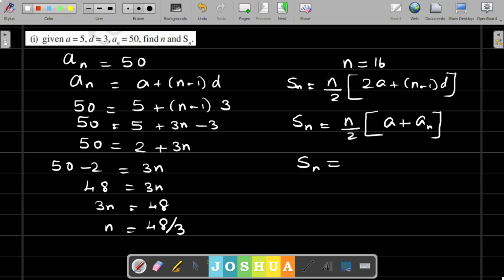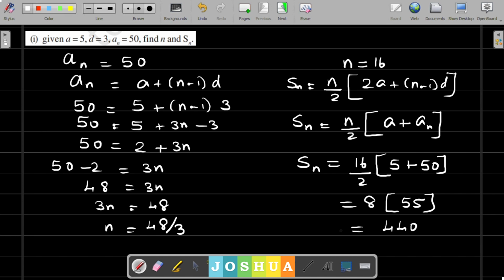Sn is equal to n is 16 by 2, a is 5, an is 50. So in this case, 16 by 2 is 8, and 5 plus 50 is 55. So 8 into 55 is 440. So that is the sum of the AP series. Sn is equal to 440.